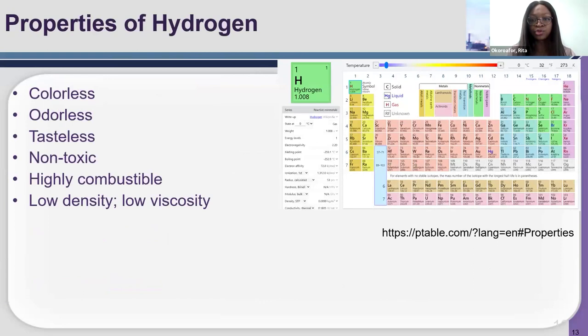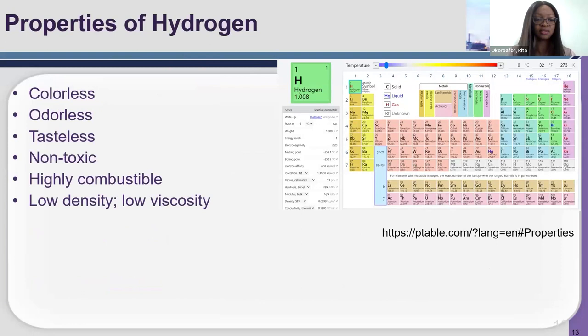On the figure on the right, we see hydrogen on the periodic table. It's our number one element. It's colorless, it's odorless, it's tasteless, and non-toxic. So colorless means we are not going to see it. Odorless means we're not going to smell it. Tasteless, we're not going to be able to taste anything in our mouth. And it's non-toxic in where it is.